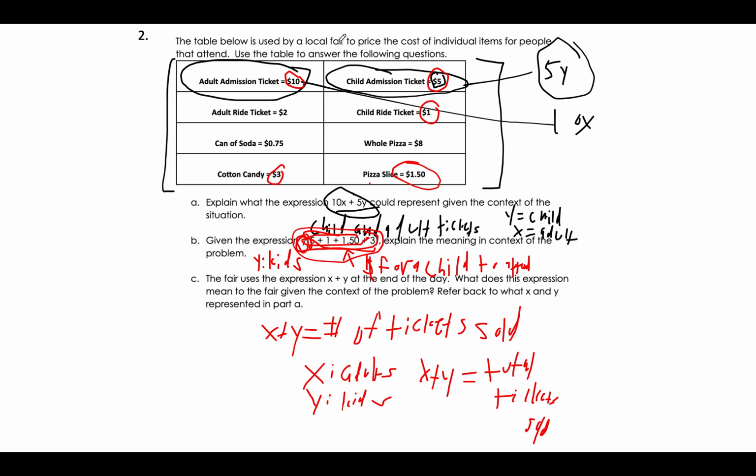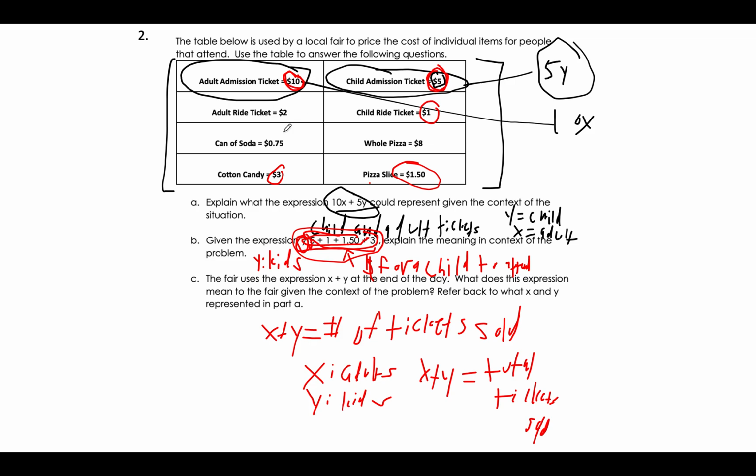The table below is used by a local fair to price the cost of individual items for people that attend. Use the table to answer the following questions. Our table here has all of these different values: the price of adult admission ticket, a child admission ticket, child ride ticket, etc. So part A, explain what the expression 10x plus 5y could represent given the context of the situation. So we know the adult admission ticket costs $10 and the child admission ticket costs $5.